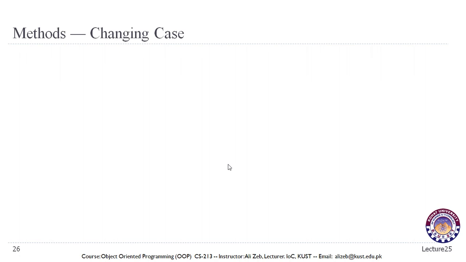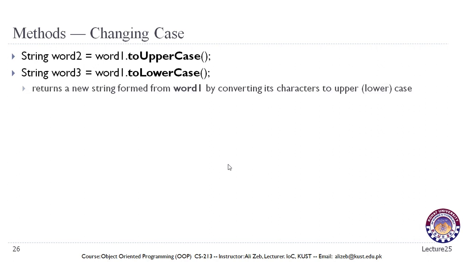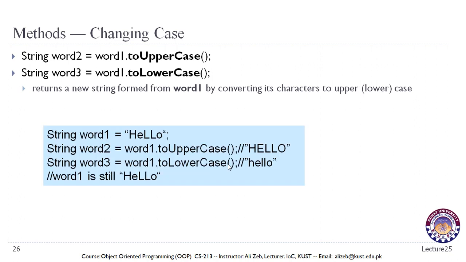We can also change the case of our strings, and we have seen some examples of this in our previous discussion. If you want to convert a string to uppercase, you have the toUpperCase method. If you want to convert a string to lowercase, you have the toLowerCase method. It returns a new string formed from word1 by converting its characters to upper or lowercase.